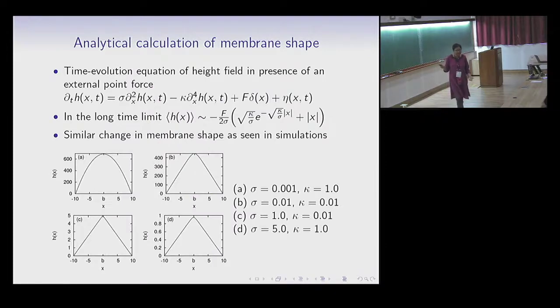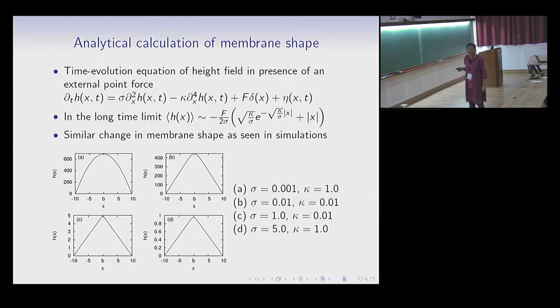We can also analytically try to understand this effect. So we can write down the time evolution equation for the membrane like this. This is the surface term, this is the bending term, this is a point force that we have assumed, and this is a noise. Note that point force is really not the very correct description of the model that I am simulating because of this thing that the height cannot come below the filament tip, etc. So this is a simplistic description, but nevertheless it captures the main effect.